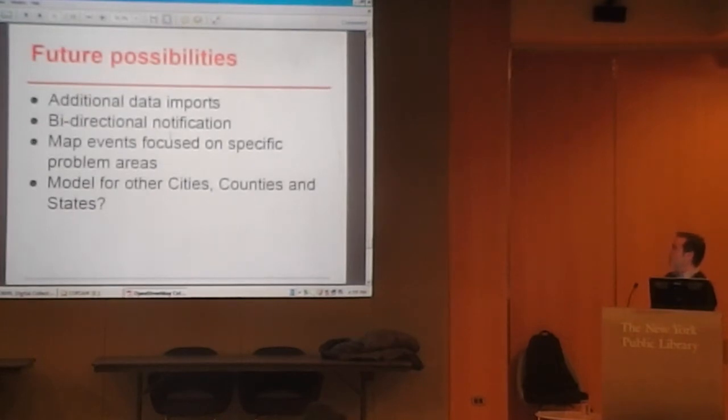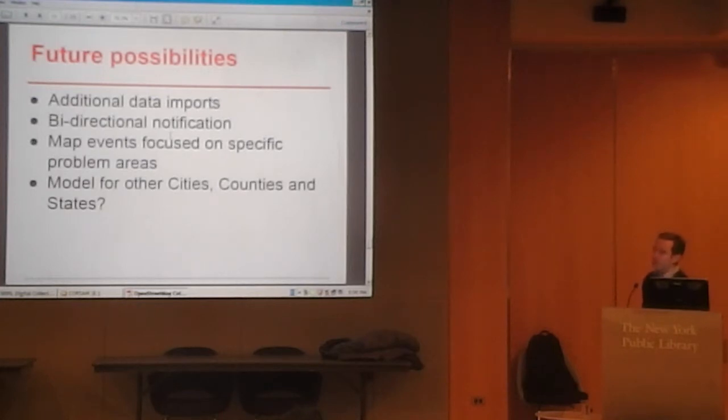So, future possibilities. There's been talk about some additional data sets being imported. I know they're using Tiger as the street centerline file for all of the U.S. Our data set is very much in sync with city planning's line file, so that's a potential additional data set to import. As I said, bidirectional notifications: we get updates as OSM mappers make changes, and then, potentially when we make edits, we're publishing those out as well. And then also there's been talk of map events focused on specific problem areas.